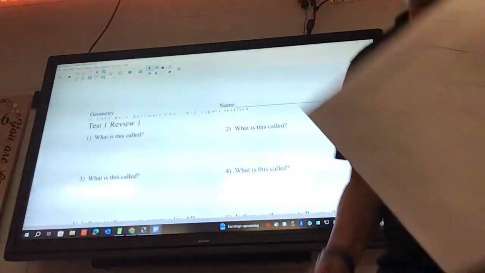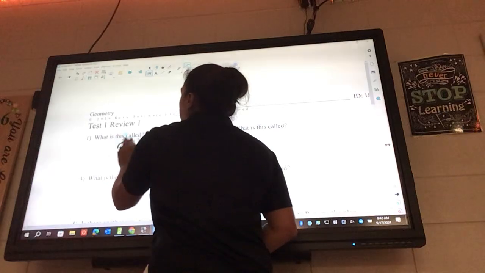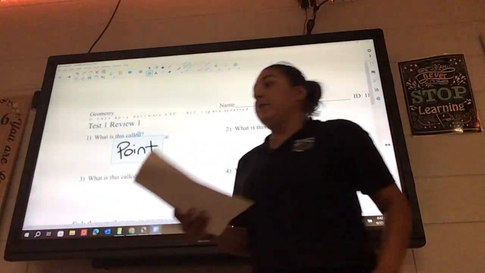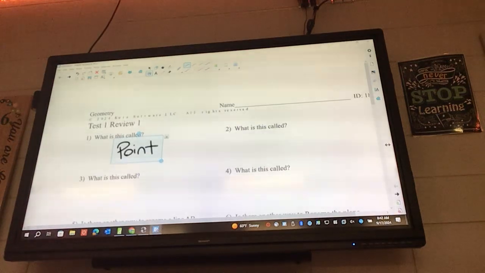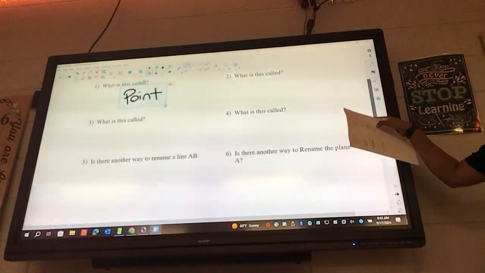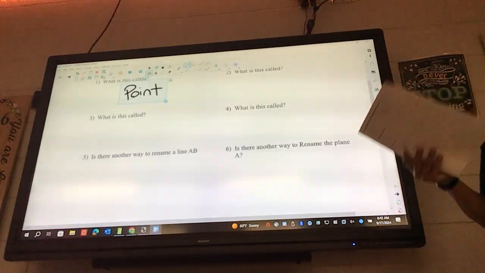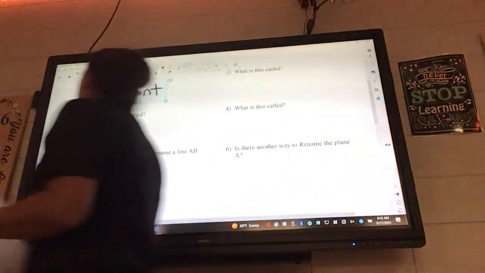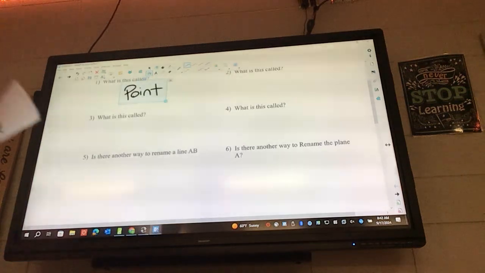Okay, mine's empty because I drew on there, but, okay, so this is called a point. That's all we're doing. Andrew, I'll put that up, please. Number 3, what is that one called? Array. Okay, how many arrows are on there? 2. So is that a ray or a line? Line. It's a line, that one's called a line.